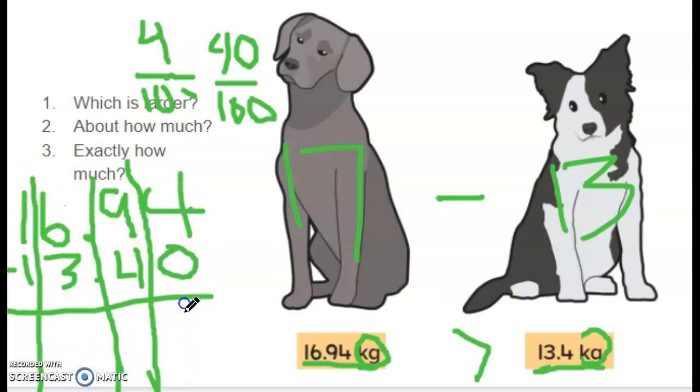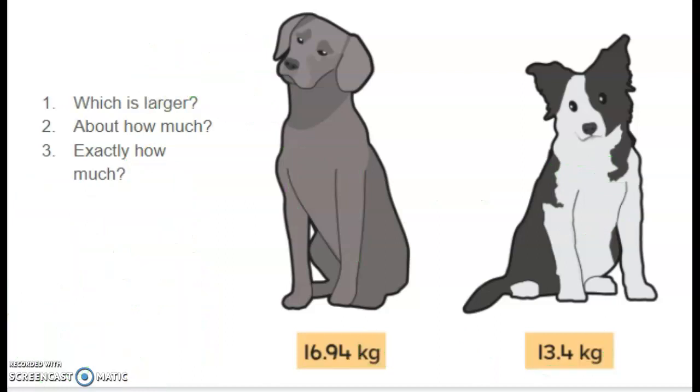4 minus 0, 4. 9 minus 4 is 5. 6 minus 3 is 3. And 1 minus 1 is 0. So we have 3 and 54 hundredths. Remember, when we rounded this, we found our estimation. It came out to be 4 wholes. 3 and 54 hundredths is pretty close to 4 wholes. So our answer is reasonable.